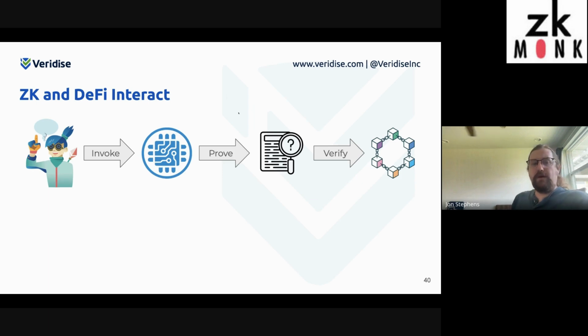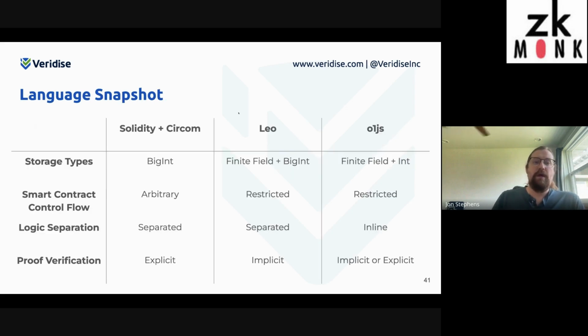Okay, so when ZK circuits and smart contracts interact, basically what happens is you have a user who's going to interact with the ZK circuit. That will ultimately generate a proof, and that proof is going to be verified on-chain. And once it's verified on-chain, presumably the state of the blockchain is going to change somehow. And so we can take a look at how this works in a couple of different environments. The ones that we're going to look at specifically today are Solidity and Circom, Leo, and O1JS.